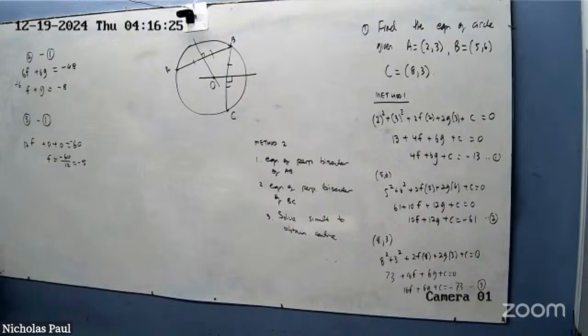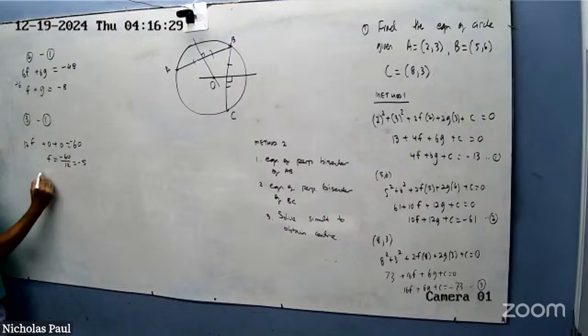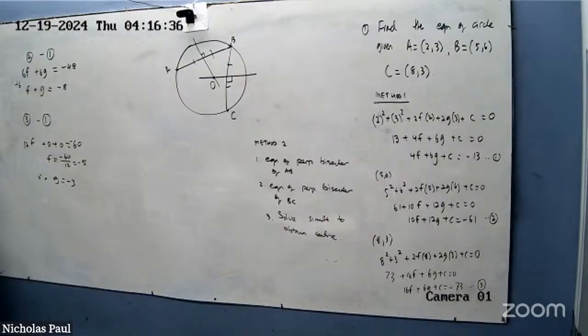Now, take it from me, that's why it worked out so good. f is minus 5. So therefore, g is how much? g is minus 3. So you're good to go. Now we have to go back and find c.